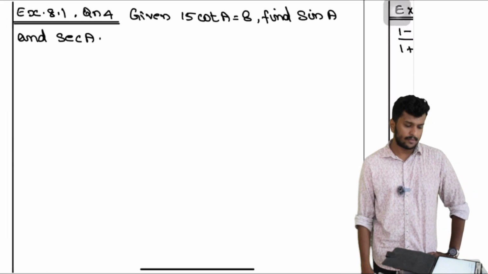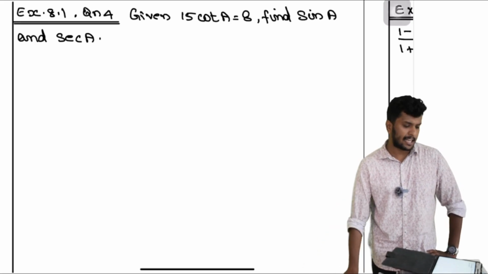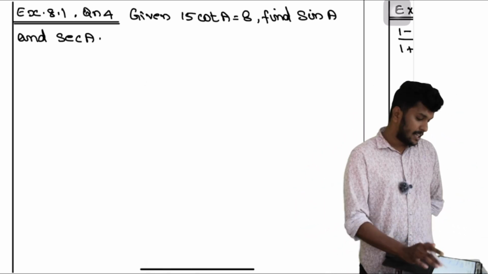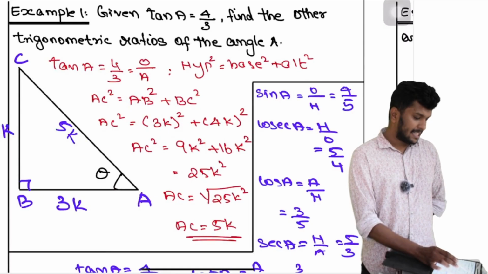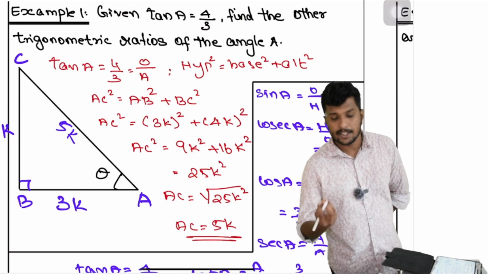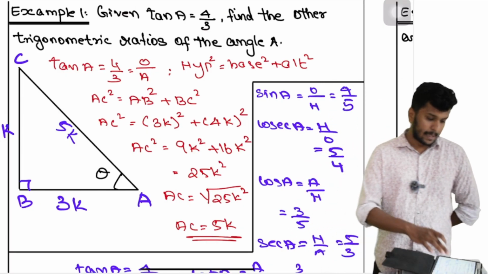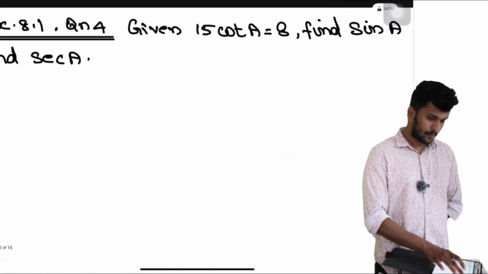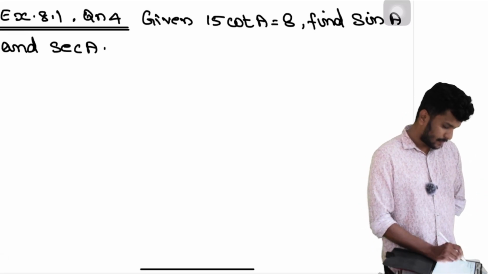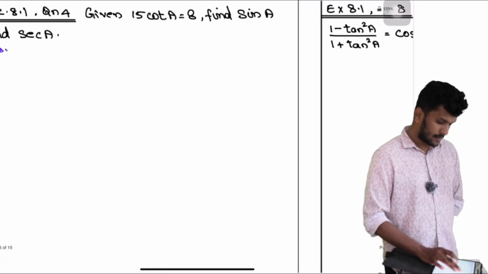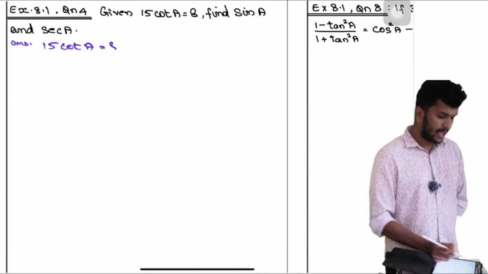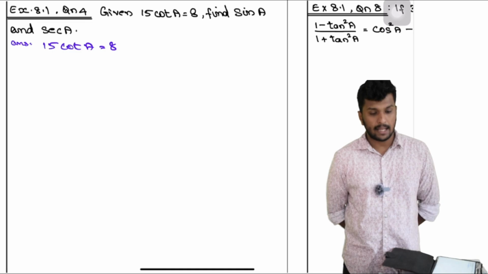It's example 4, question number 4 from your exercise 8.1. So keep it in your mind, in the previous question a trigonometric ratio gave you a fraction 4 by 3. But in this question, my dear friends, what is mentioned to you? 15 cot A equals 8. 15 cot A equals 8.